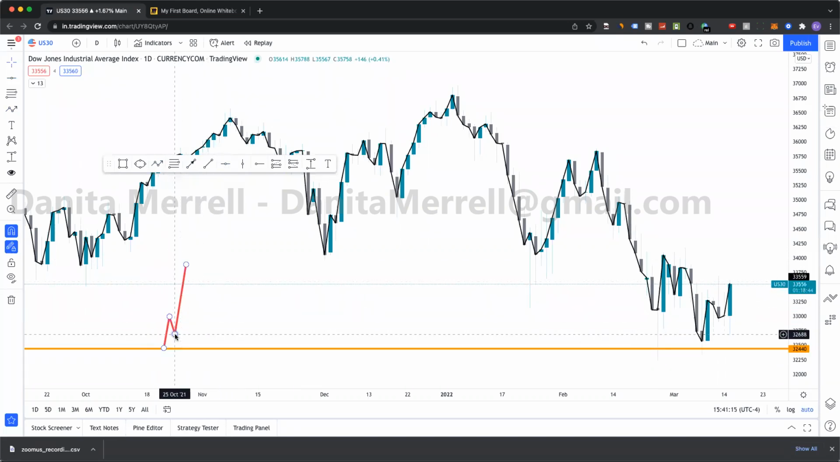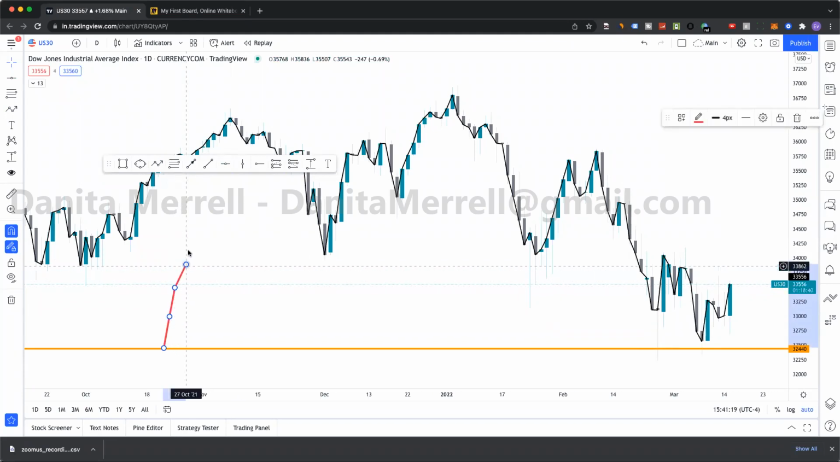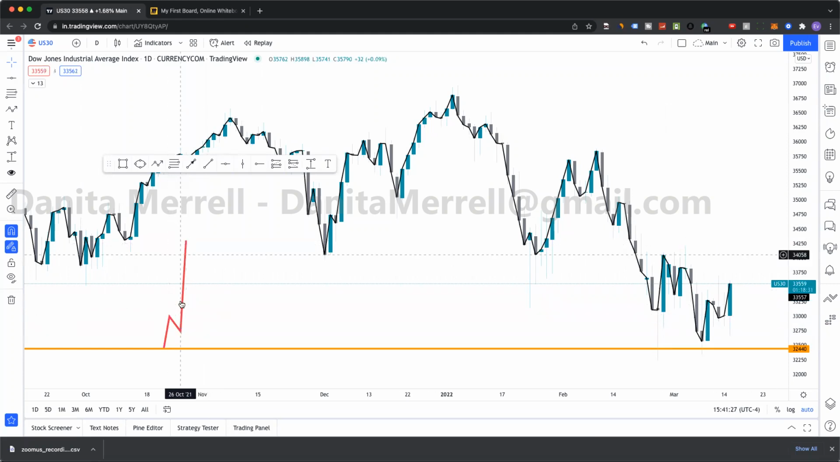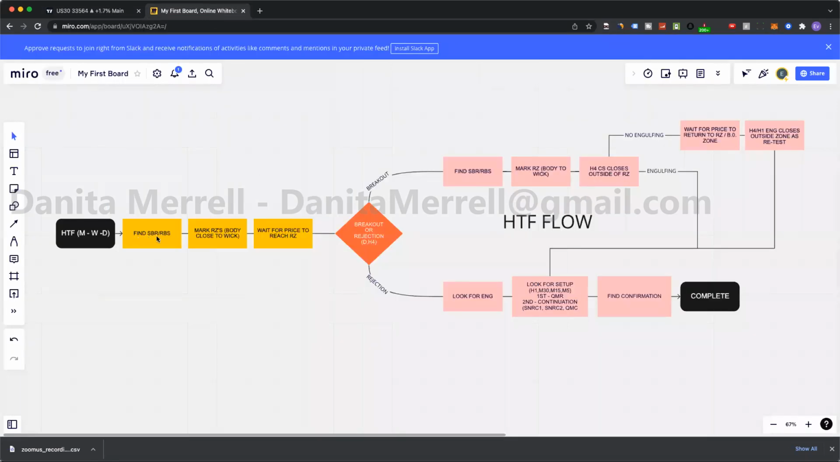If it didn't have this and it was just a straight line, it's not strong, okay? It's just a support level. We need to have that break and retest like that. It doesn't need to retest, it just needs to have that break. That resistance becomes support at that level, okay? This will make this strong. So once you find that, you have found your SBR and RBS.